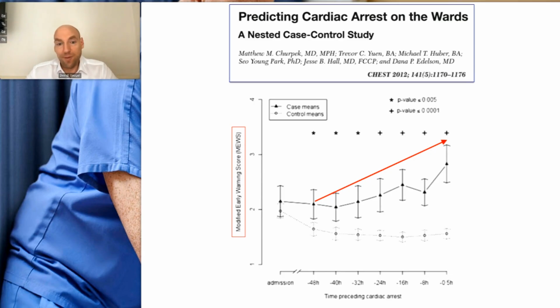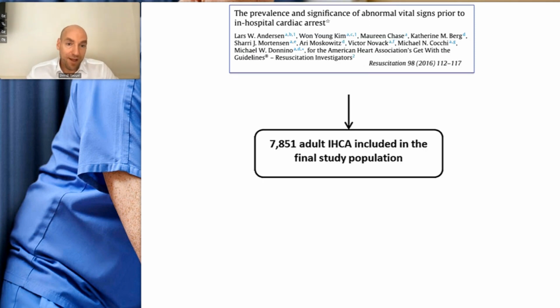And if we would monitor those vital signs and regularly calculate early warning scores, we may much earlier than we often do it today recognize that the patient starts deteriorating and may be at risk for developing more serious complications. This is a very similar analysis, almost 8,000 adult patients who unfortunately developed in-hospital cardiac arrest.